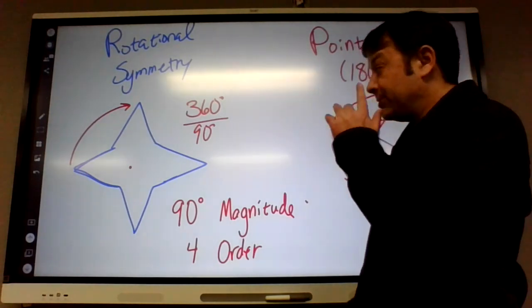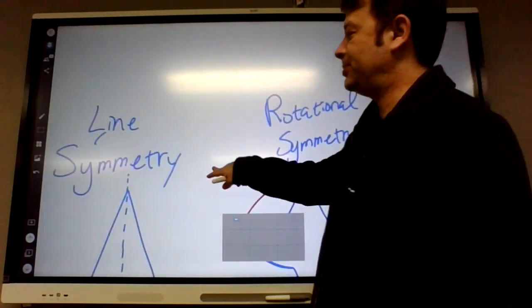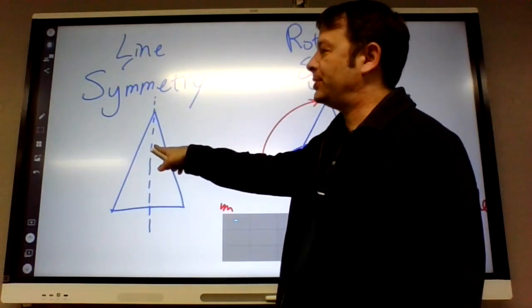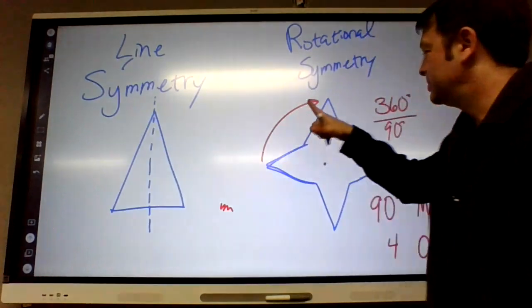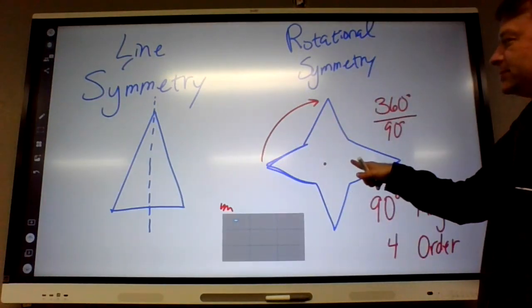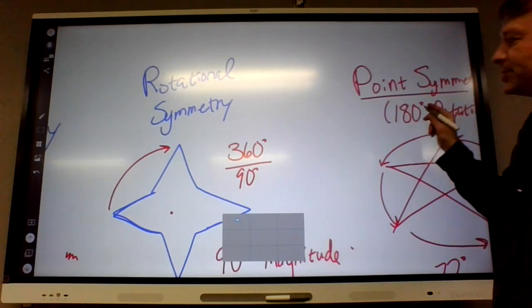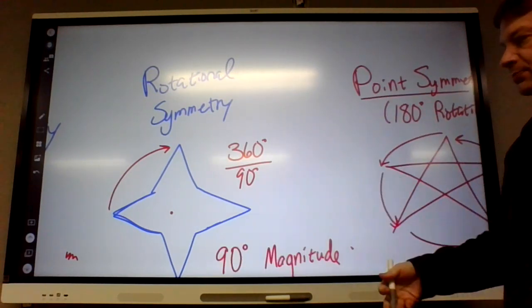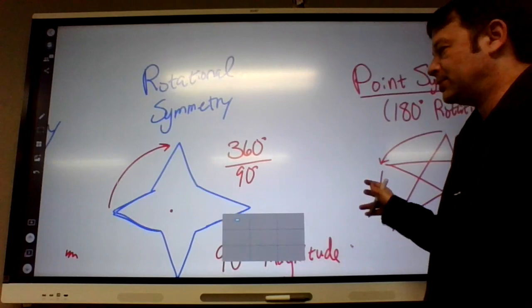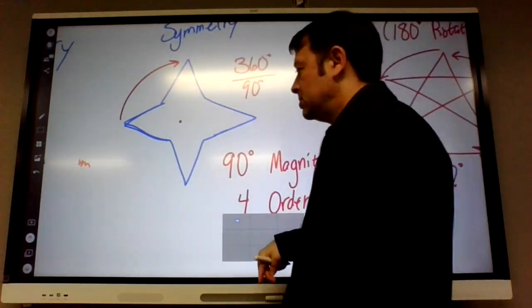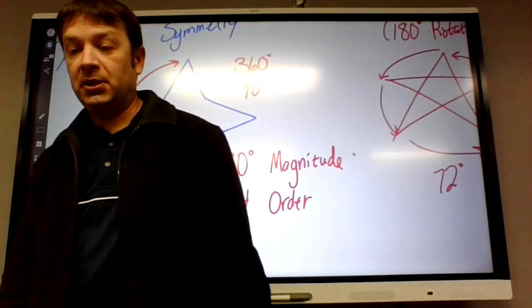Anyways, so we got the 3. Line symmetry is what you normally think of when you think of the word symmetry. Rotational symmetry. And then point symmetry is kind of a special case of rotational symmetry: if you rotate it 180 and it works. Alright, easy peasy.